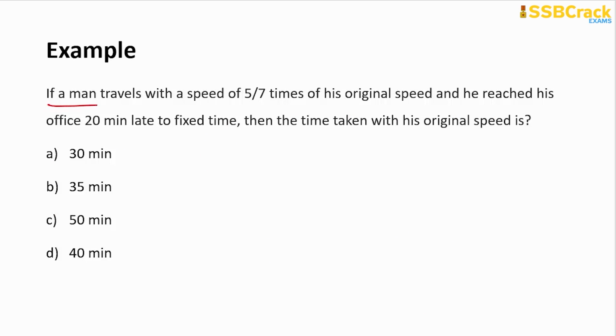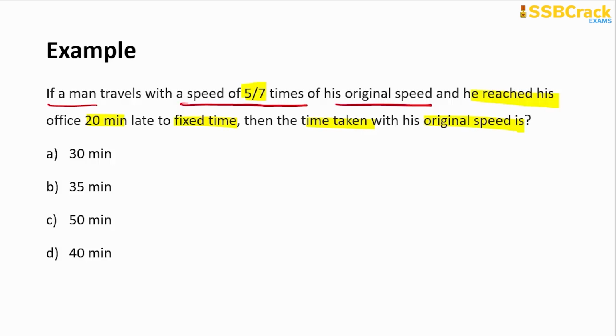If a man travels with a speed of 5/7 times of his original speed. Understand the question. 5/7 directly you have to relate it to the form x upon y. And he reaches office 20 minutes late to the fixed time, usual time. He has got late 20 minutes than the usual time. So what is then time taken with his original speed? Ultimately, here it is asking you to determine the usual time taken with the original speed.